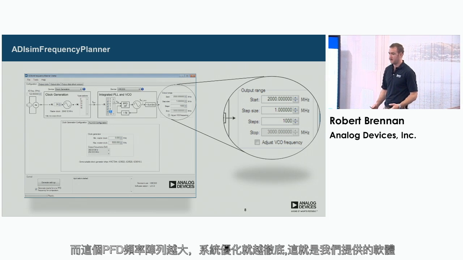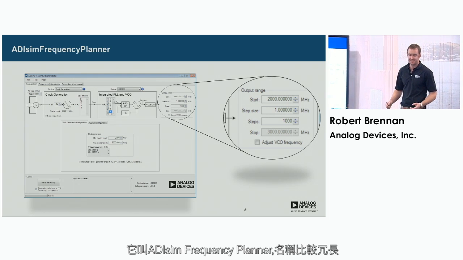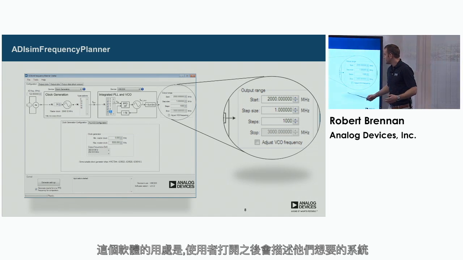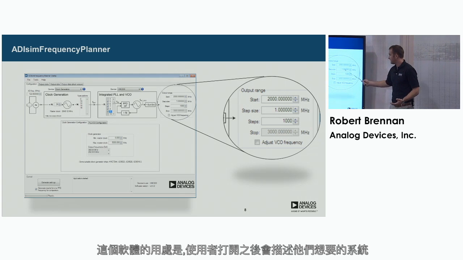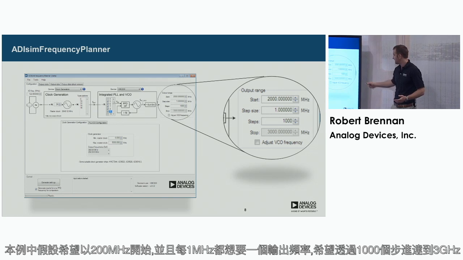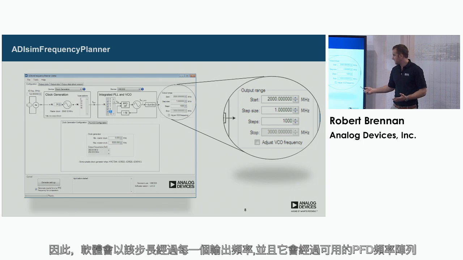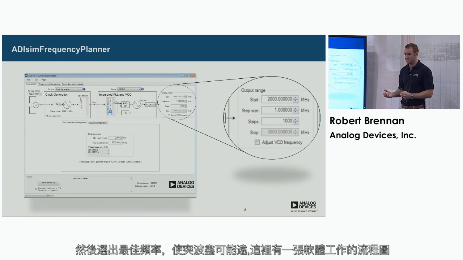So this is the software we created. It's called ADI Sim Frequency Planner, which is quite a lengthy name. What we've done here is the user will come and describe what system they want. So here I'm saying I want to start at 2000 megahertz, and every 1 megahertz I want an output frequency, and I'm going to do 1,000 steps, so up to 3 gigs. So the software will step through each of those output frequencies, go through the array of available PFD frequencies and then choose the optimum one to give you that spur as far away as possible.